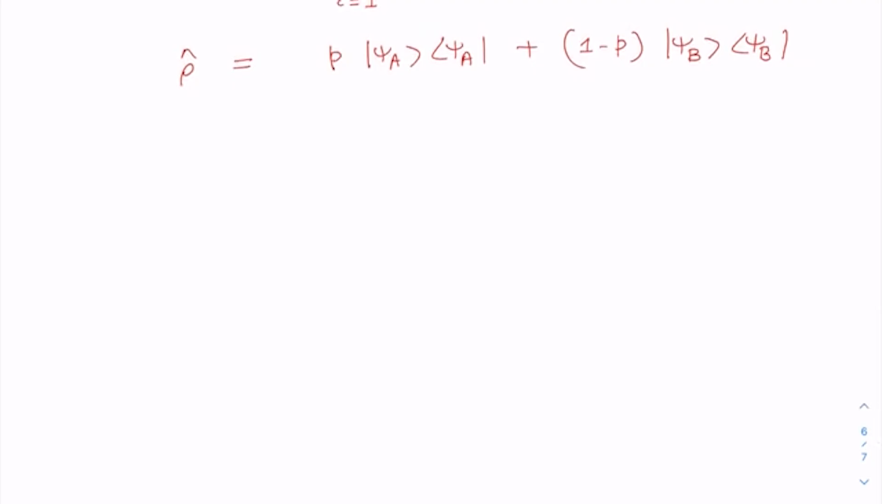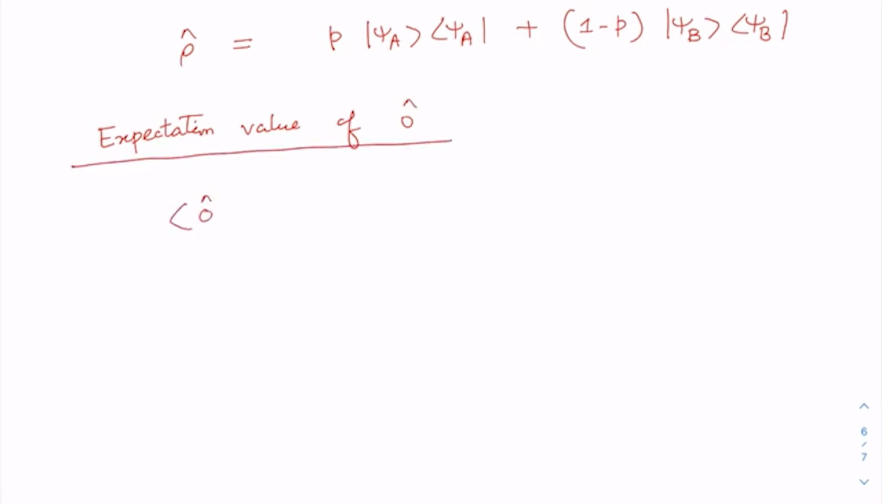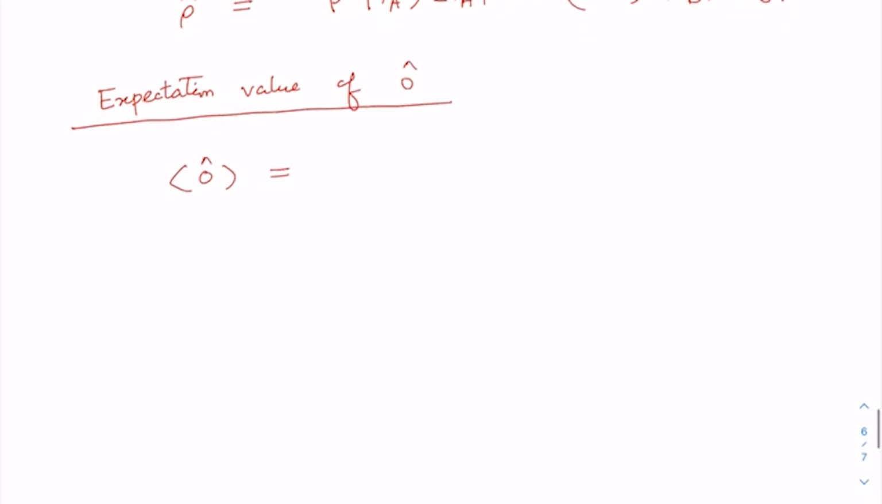Now what about the expectation value in the mixed state? Expectation value of an operator, say O cap, in the mixed state. So let us work it out. That would be given by this. So the classical probability and the corresponding state, you just have to sum it up. So this is what you will have.